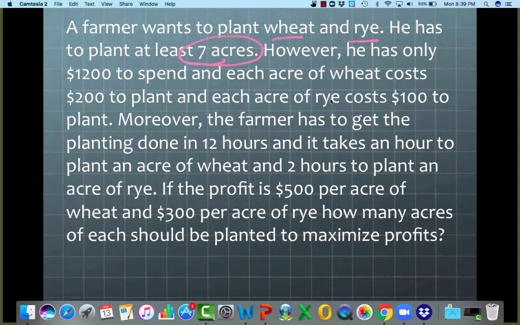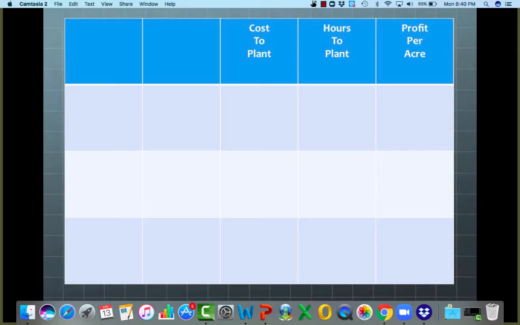However, he has only $1,200 to spend, and each acre of wheat costs $200, and each acre of rye costs $100. Also, he has to get all of his planting done in 12 hours, and it takes 1 hour to plant an acre of wheat and 2 hours to plant an acre of rye. Then he has a profit of $500 for every acre of wheat and $300 for every acre of rye. So what I want to know is how many acres of each one should he plant so that he can maximize his profit.